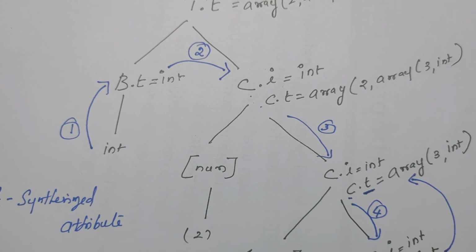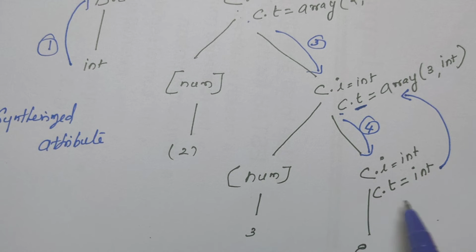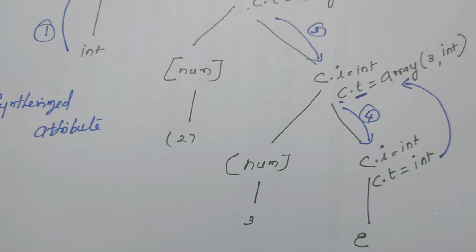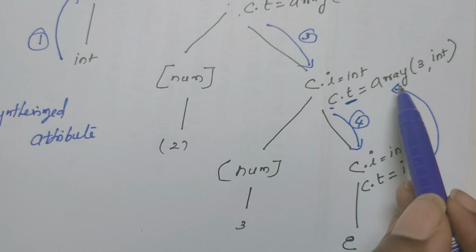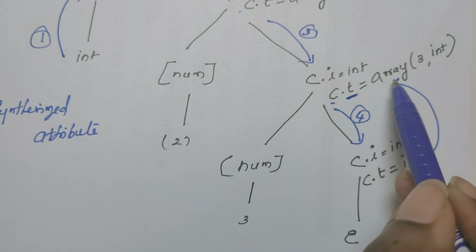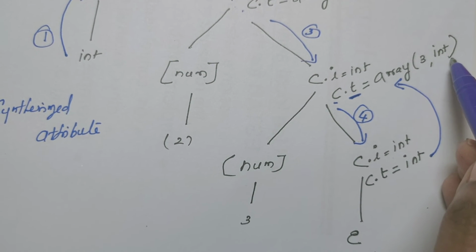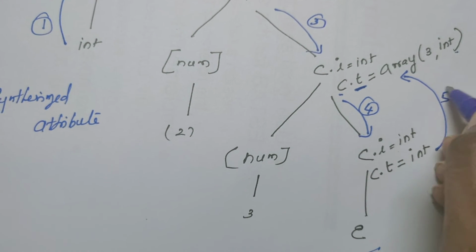Now this node is defined with the help of two child nodes. One of the child nodes is a number, another one is this attribute. So when there are two values, if one is a number and another one is a data type, the compiler understands it is an array. That's why the array operator is used. Array of 3 comma integer, right? Now this is the fifth step happening.